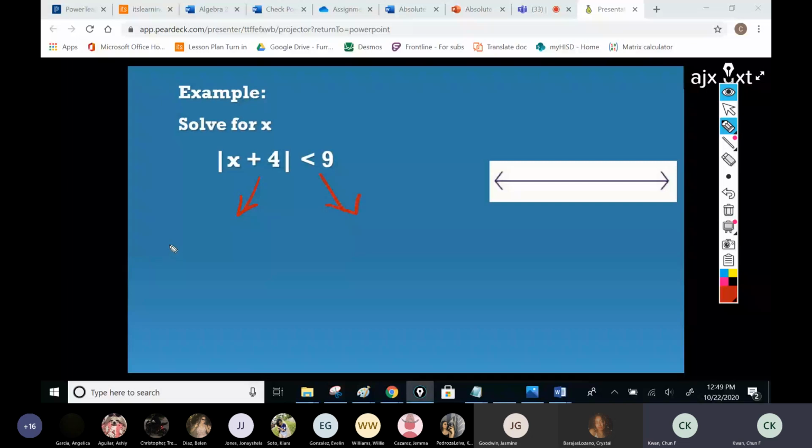One of them is x plus 4 less than 9. So you pretty much rewrite the whole thing. You don't have to change anything. And then this one is a tricky one. x plus 4. Flip the sign, make the number negative. So you will have x plus 4 less than positive 9. And then the other one is x plus 4 greater than negative 9.